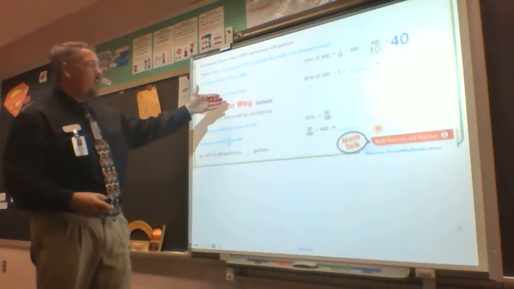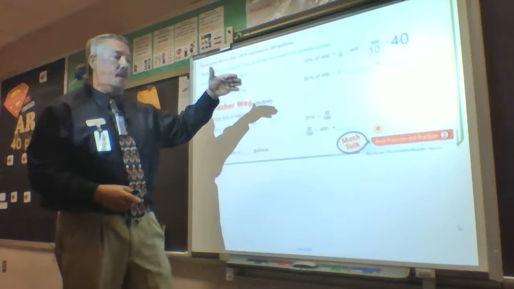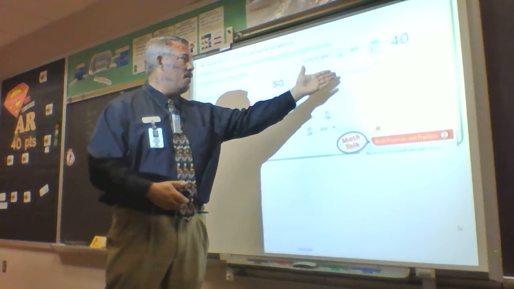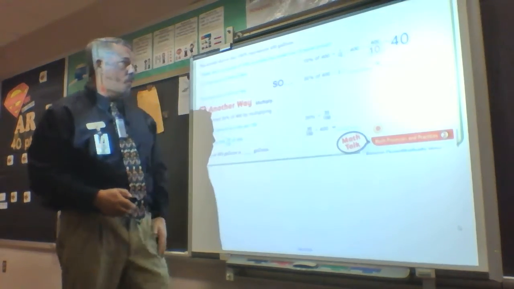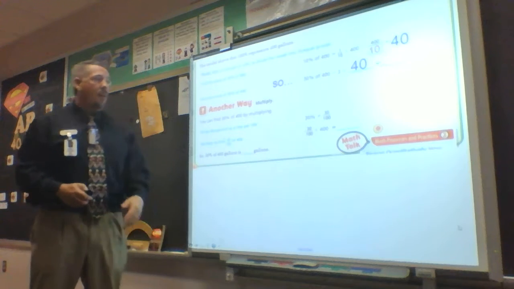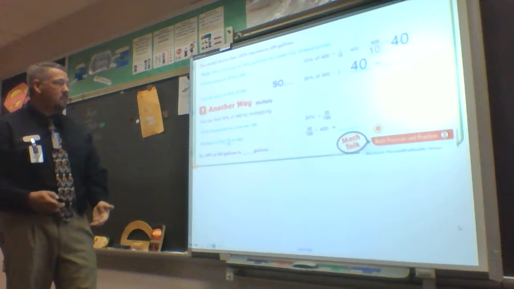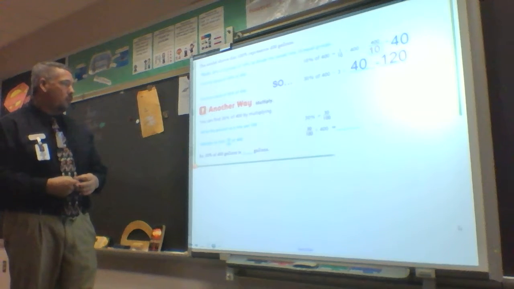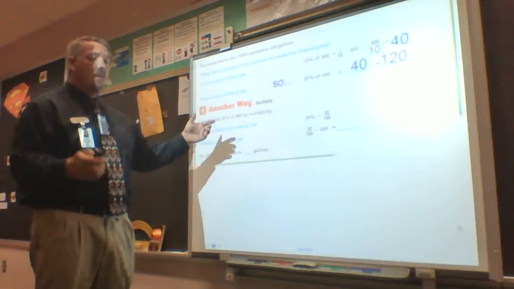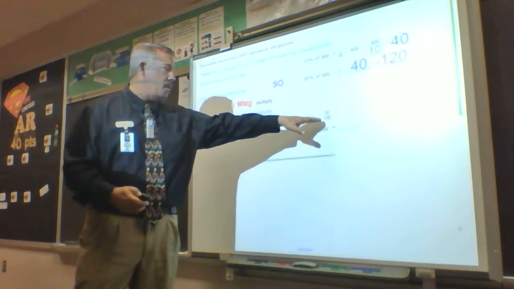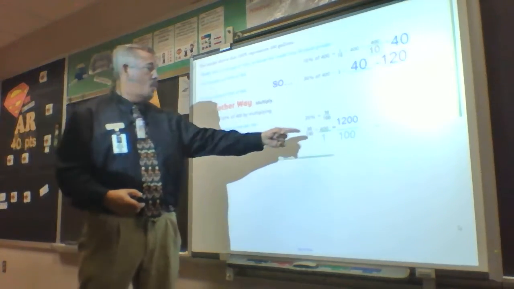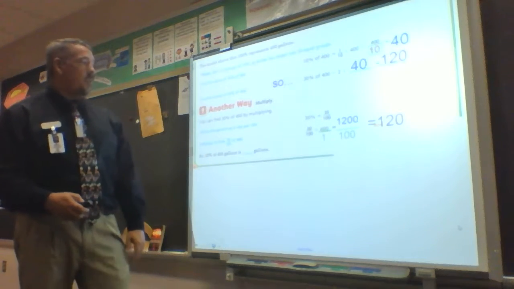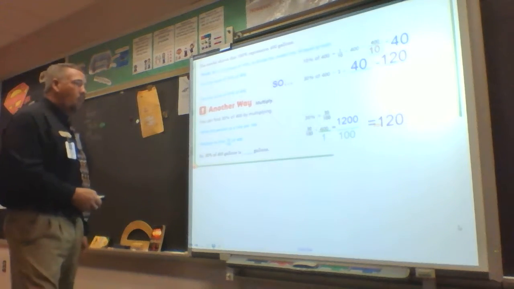It says find the value of what 30% would be then. If each box was 40 and then 40 and then 40, I'd have my 3 times my 40, which is going to tell me that I have 120 gallons. The 120 gallons is what we just found before. When I do the math for the fraction that the percent comes from, and I have 1,200 over 100, then when I reduce, I get 120.